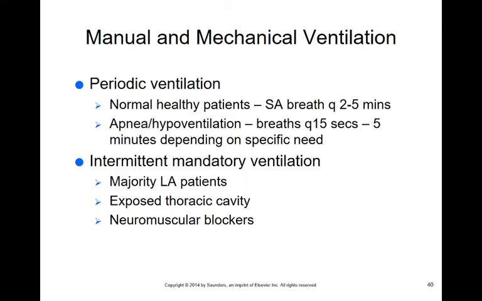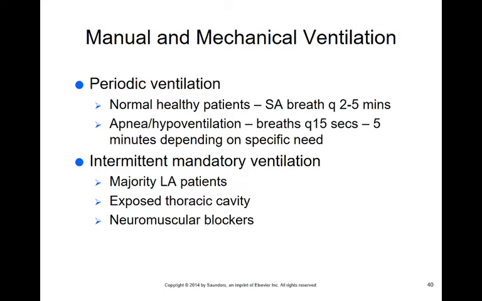If they're apneic or not breathing, or hypoventilation, not breathing as much, we want to give them a breath every 15 seconds or 4 times a minute. We're going to do that for about 5 minutes. It just depends on their specific need.